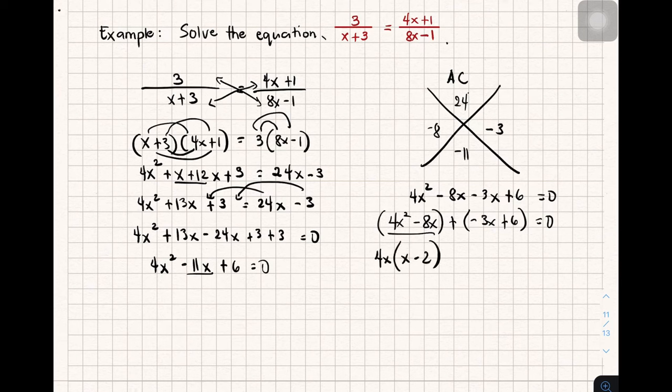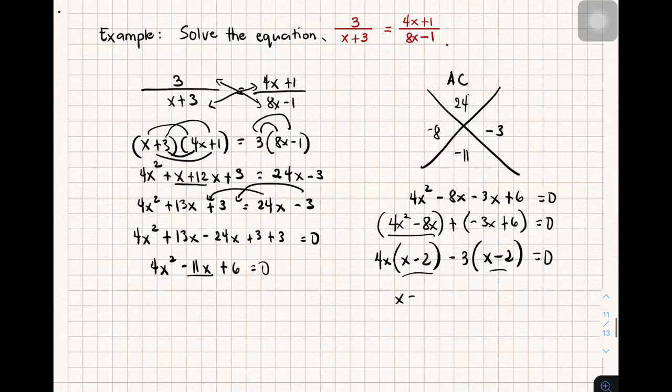So, x minus 2. Tama? And then, for the second group, the common monomial factor is negative 3. So, we have x minus 2. So, paano gagawin nyo dyan? Since parehas yung x minus 2 natin, factor out natin, we have x minus 2. Then, kunin natin to bilang factor. You have 4x minus 3. So, the factors are x minus 2 and 4x minus 3 is equal to 0.